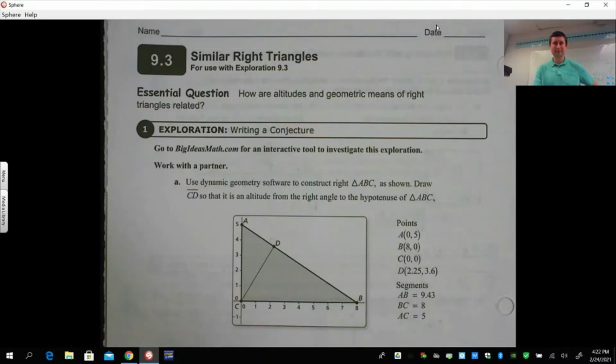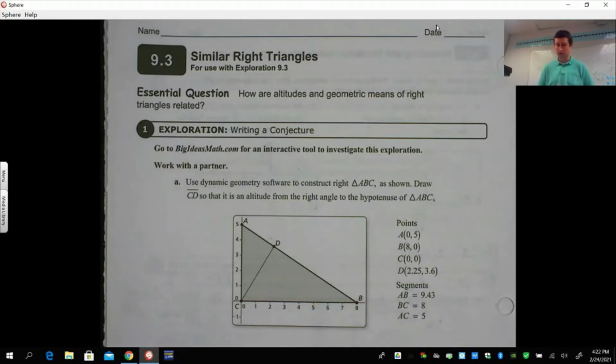Hello, Geometry. This is section 3 of chapter 9. Our last little start with right triangles. After this, we're going to get into a little trigonometry and learn how to use those sine, cosine, and tangent buttons. That's the sin, cos, and tan button on your calculator. But for right now, we have similar right triangles.